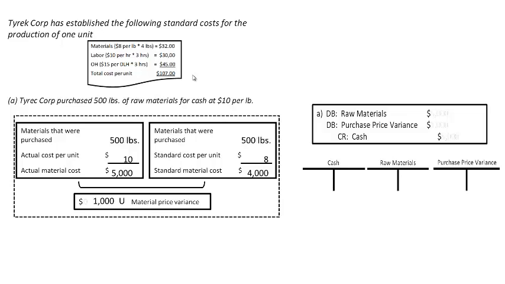Now, if we're going to turn that into a journal entry, we're going to do it through crediting cash for $5,000, debiting the cost of raw materials for $4,000, which is the standard cost of the raw materials, and debiting our purchase price variance. We debit it because it's an unfavorable variance. We debit it for $1,000. I'm not going to do the posting to the T account. I'll let you do that yourself, but the basics are here.